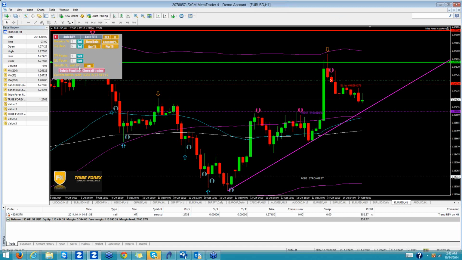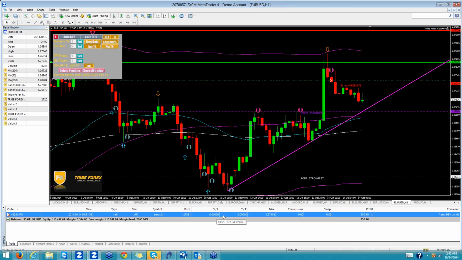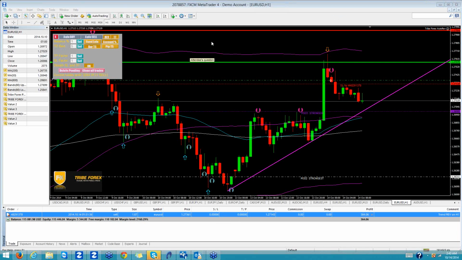So that's that. Now we have stealth mode, which means that if you notice here, we don't have the stop loss, we don't have the take profit. We don't have any pendings, but if you hit close all trades, it's going to close all the trades out that you currently are running on that particular currency pair and that time frame. Okay, whatever it's managing. Okay, so that's that.